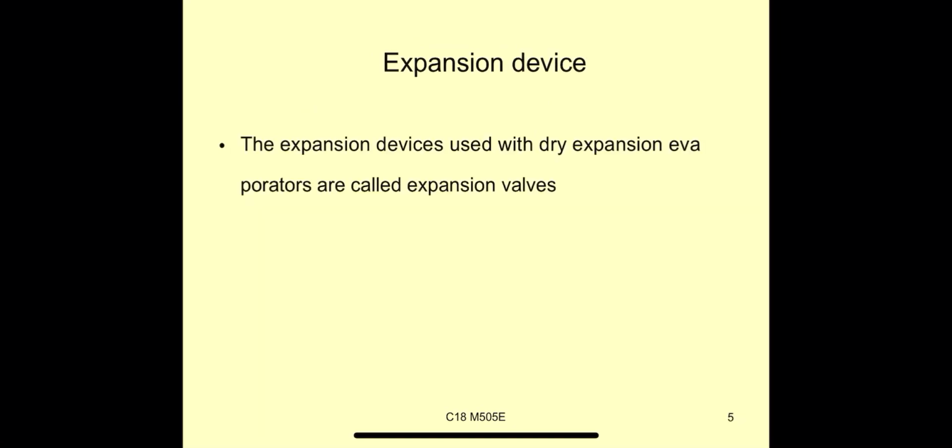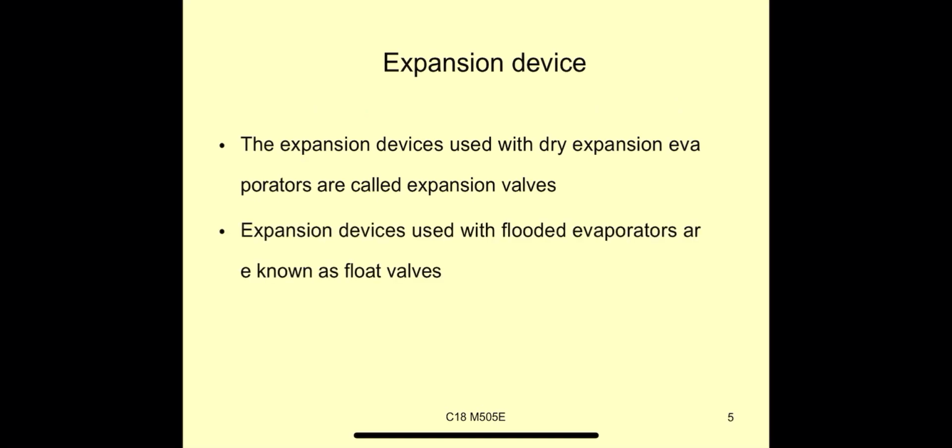The expansion device used with a dry expansion evaporator is called an expansion valve. If the expansion device is used with flooded evaporators, it is known as a float valve. So we have two types of expansion devices. If we use a dry type of evaporator, it is called an expansion valve. If we use the flooded type evaporator, then it is called a float valve.